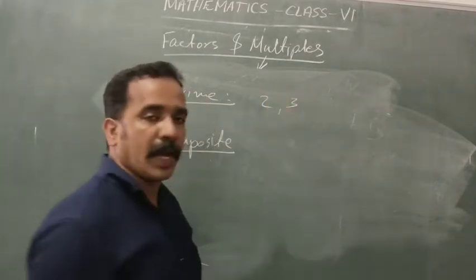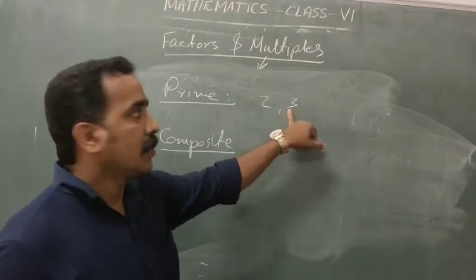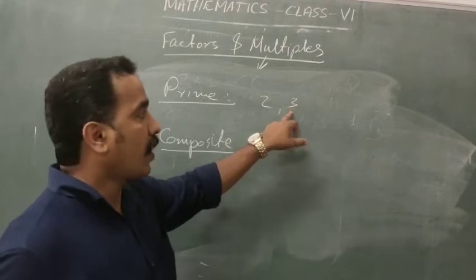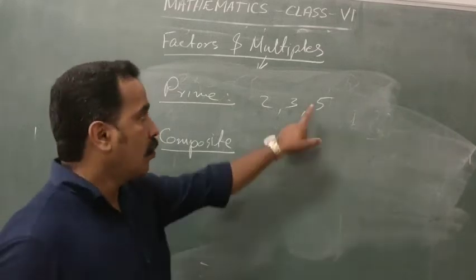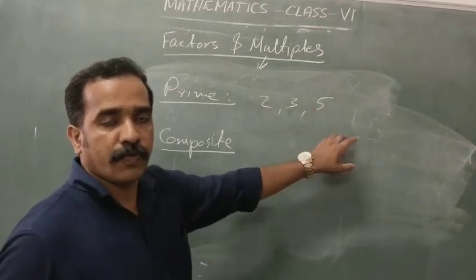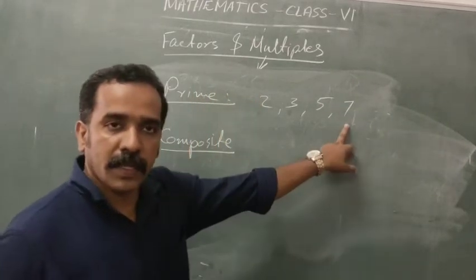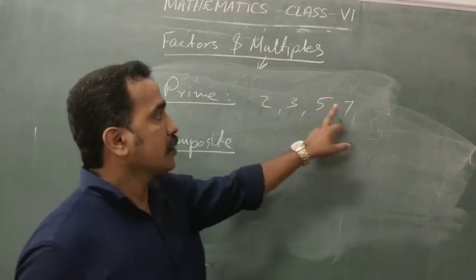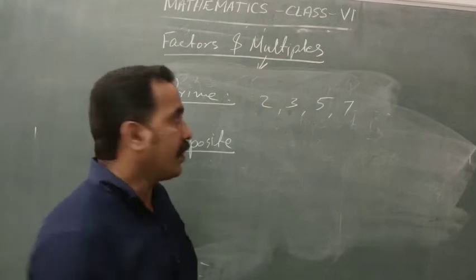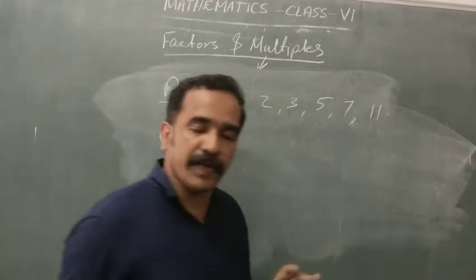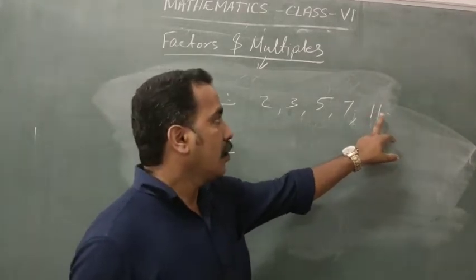And 3 is a prime number because the factors of 3 are 1 and 3. There is no other factor for 3. And 5, the factors of 5 are 1 and 5. So 5 is a prime number. Then 7 is a prime number because the factors of 7 are 1 and 7. Then after 7 comes 11. 11 is a prime number because the factors of 11 are 1 and 11.